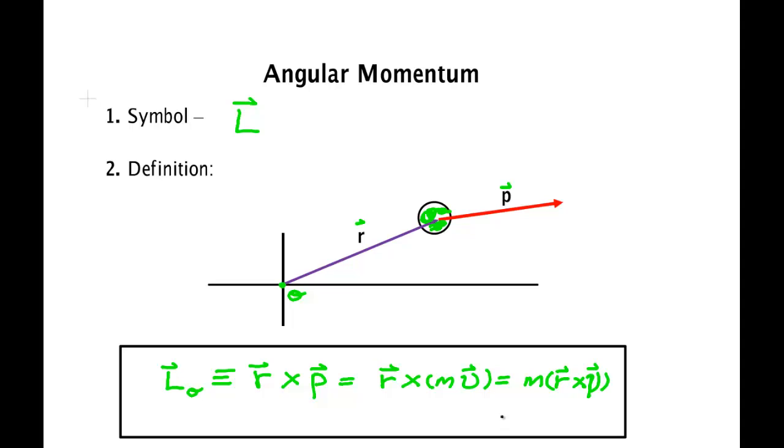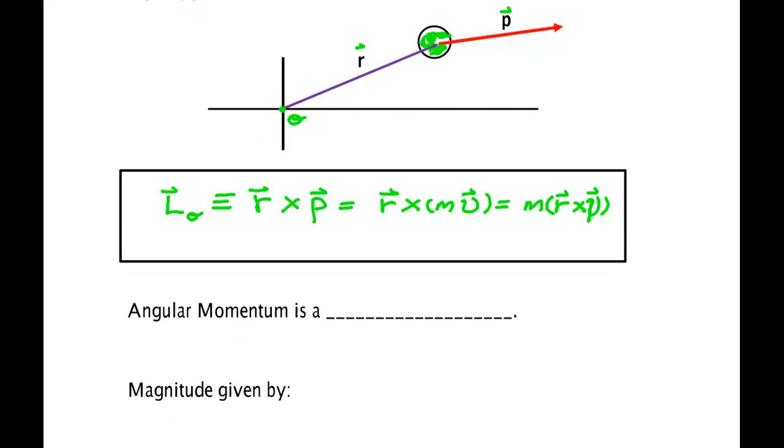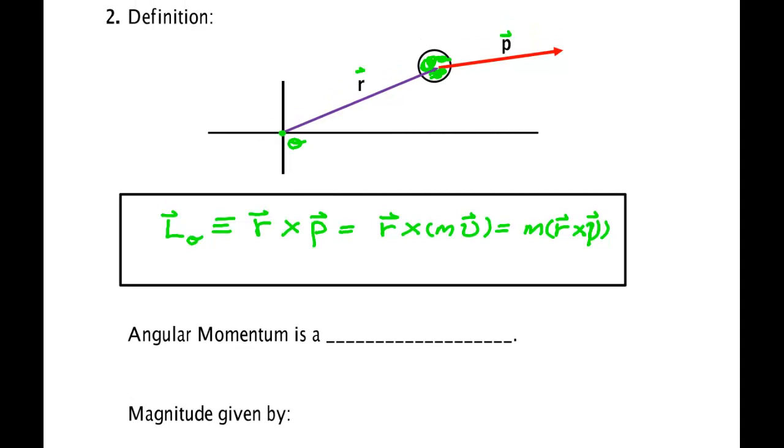Now, while this is the definition, it's not always what we use to calculate angular momentum, especially for an object that's composed of many particles, all having different velocities and hence different momentums. In order to do some computations, let's look at some things. First of all, angular momentum is a vector. It's not a scalar, and it must be added up vectorially.